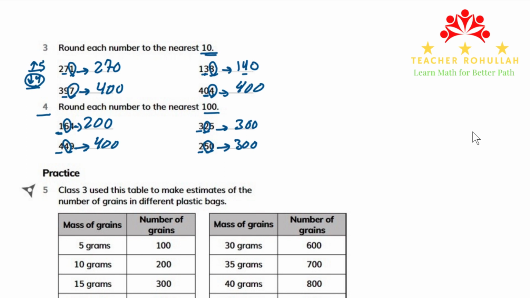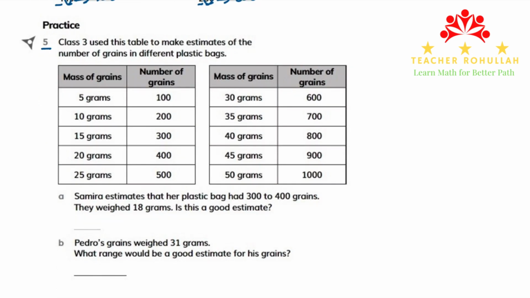Let's now move to question number 5. Let me scroll it down. In question number 5, it says, Class 3 used this table to make estimates of the number of grains in different plastic bags. So they have given the weight and also the number of grains. Masses of grains, or the weight of grains, and the number of grains.